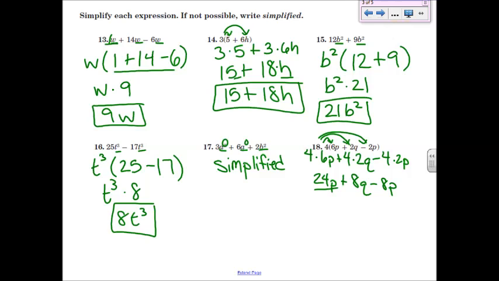Well, 24p and 8p match, so I can pull the p out front, and then I have 24 minus 8, and then the plus 8q stays on the outside because it doesn't match. 24 minus 8 is 16. So I have p times 16 plus 8q. And then the finishing touch is to write the number before the variable.